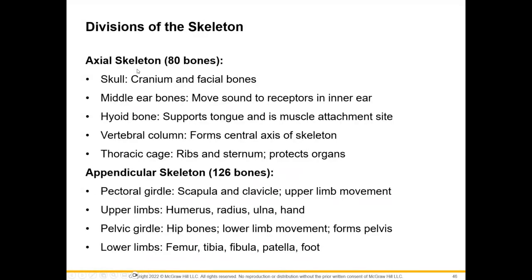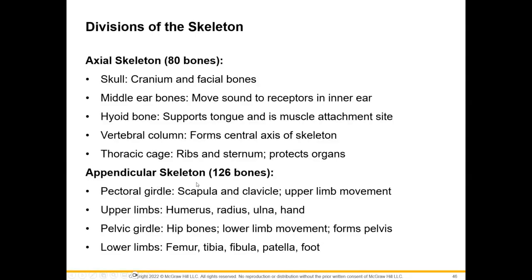The axial skeleton, there's 80 bones. This includes the skull, so that's the cranium and the facial bones. The middle ear bones, yes, you have little bitty bones in the middle ear that help with sound. We'll talk about that when we get into the nervous system. The hyoid bone supports the tongue and is a muscle attachment. The vertebral column forms the central axis of the skeleton. And the thoracic cage, so the ribs and the sternum, protect the organs.